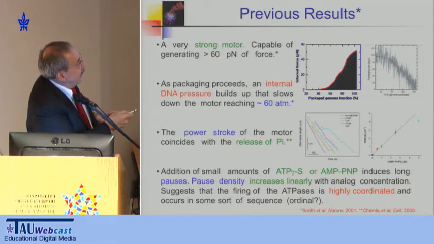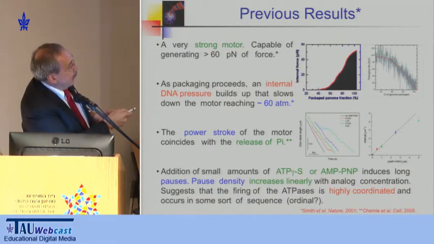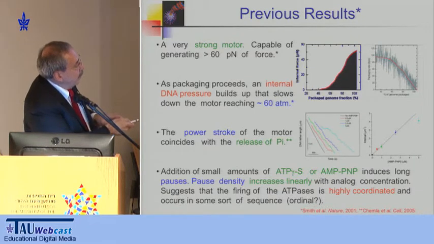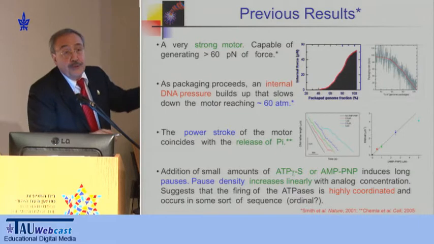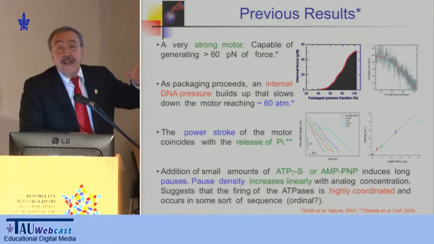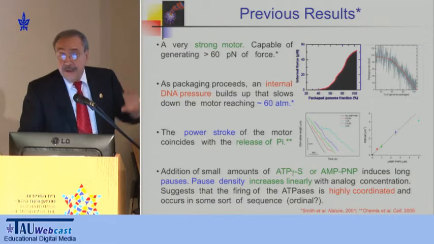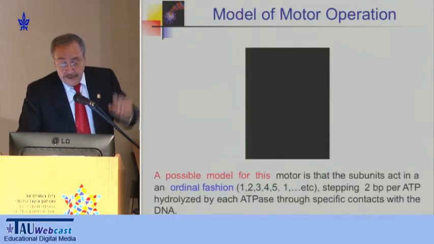However, what you see here is that as you increase the concentration of non-hydrolyzable ATP, what you see are these very long pauses, and the pauses become more frequent, but the motor always pauses for a long time, for many seconds. In fact, we know that only a single ATP gamma S, which is the non-hydrolyzable ATP, is sufficient to stop the motor because the frequency of these pauses grows linearly with the concentration of ATP gamma S. So essentially, you only need one ATP gamma S to stop the motor. And that means that the 5 ATPases are coordinated in some fashion during packaging. They are not independent.